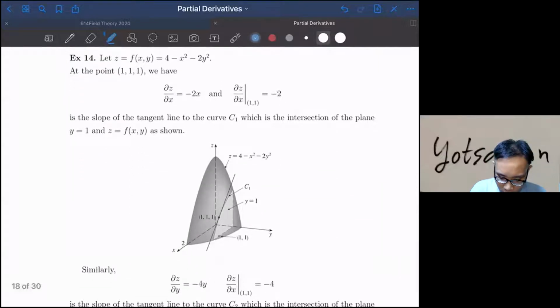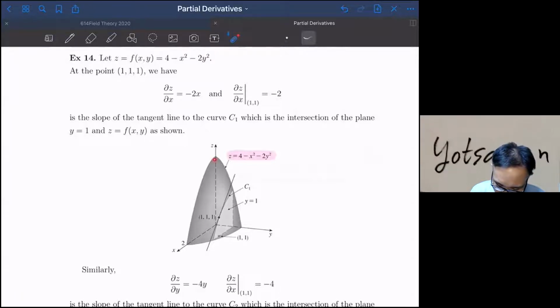have a surface z equals f(x,y), and in this case it's the surface z equals 4 minus x squared minus 2y squared, and you fix one variable. So, for example, fix y equal to 1. So y is a constant 1.